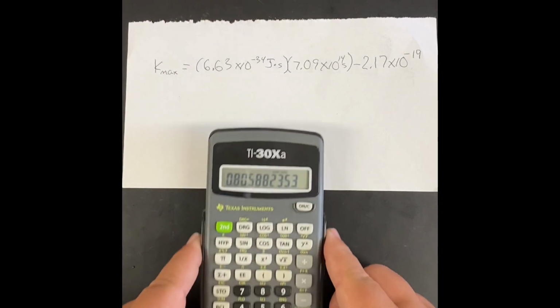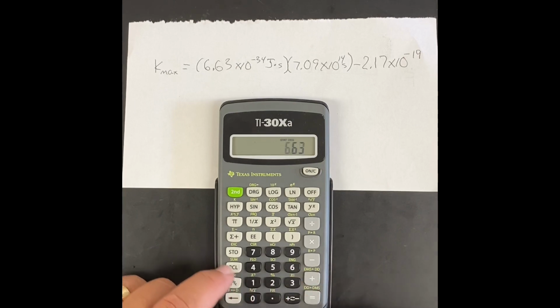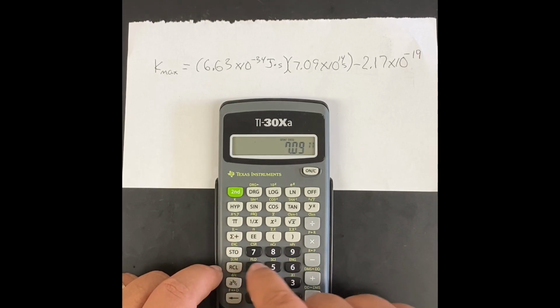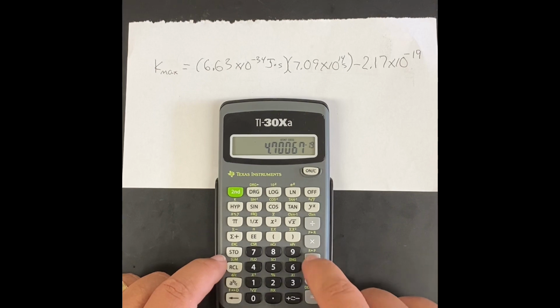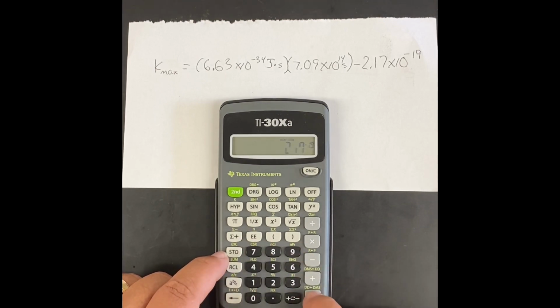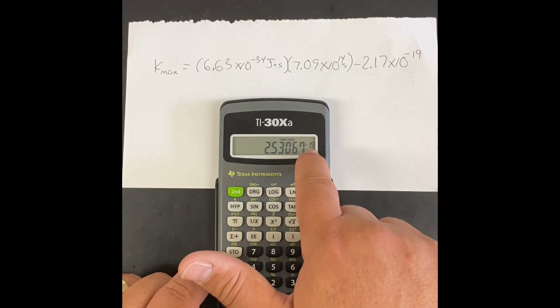Taking a look one more time with a backwards calculator. 6.63 times 10 to the negative 34 times 7.09 times 10 to the 14, enter, minus 2.17 times 10 to the negative 19. And again, we get 2.53 times 10 to the negative 19.